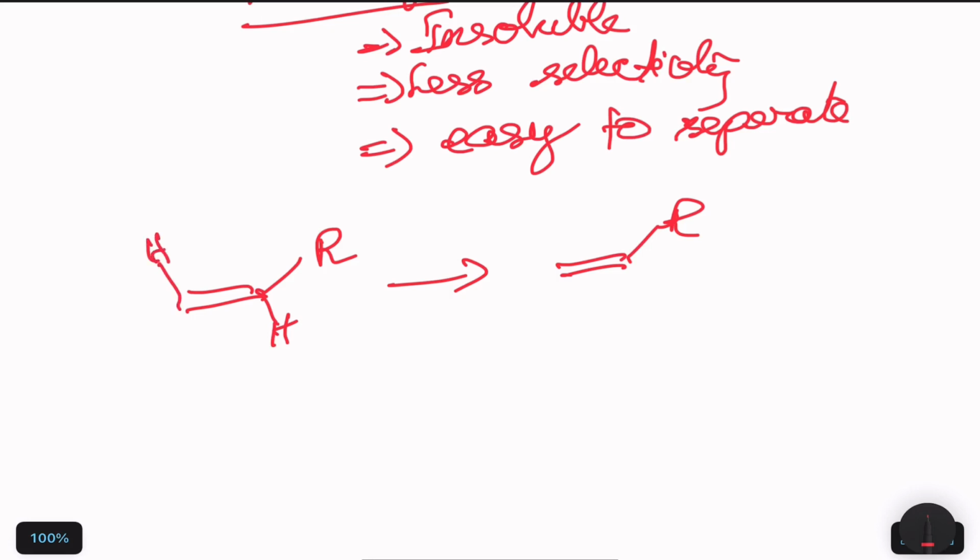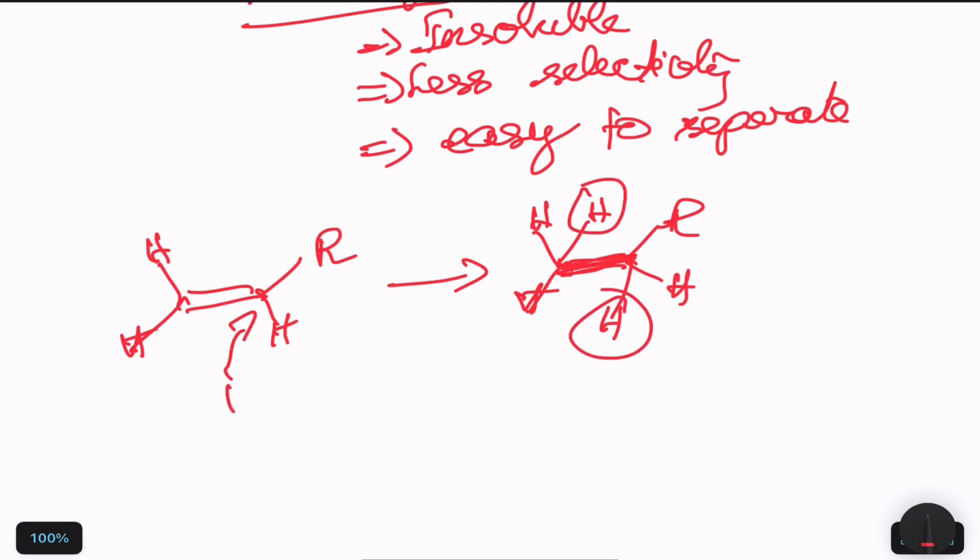So here one H will be present. Each carbon will have totally 4 bonds. Just remember that. Okay, so what will be the final product? 3 hydrogen this side and then 2 hydrogen this side. So here one hydrogen is bound, here one hydrogen is. So each bond is taking 1 hydrogen.